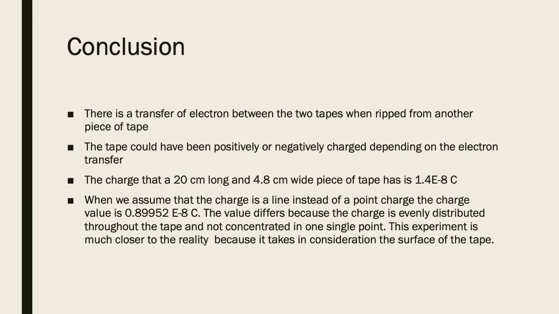To conclude, there was a transfer of electrons between the two tapes when ripped from one another. The tape could have been positively or negatively charged depending on the electron transfer. The charge that a 20 centimeter long and 4.8 centimeter wide piece of tape had was 1.4 x 10^-8 coulomb when we assumed that it was a point of charge.